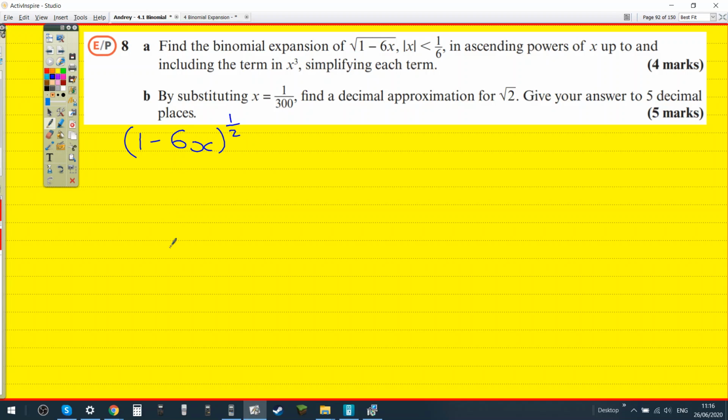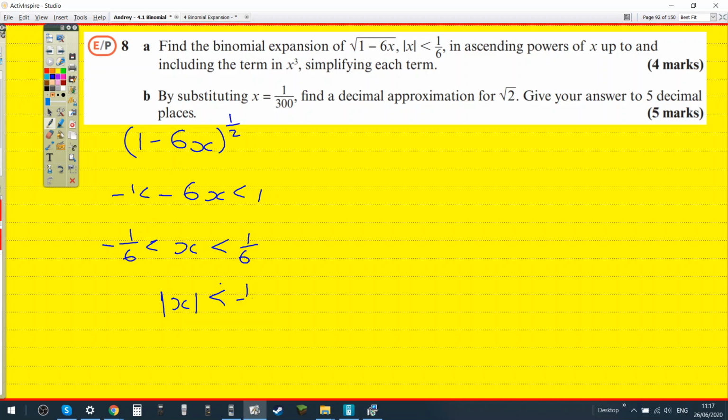What if there was a part C, find the range of values for which the expansion is valid? Would I just do literally magnitude of x is smaller than a sixth? Yeah, so the long way would be that. x is in between minus a sixth and a sixth.